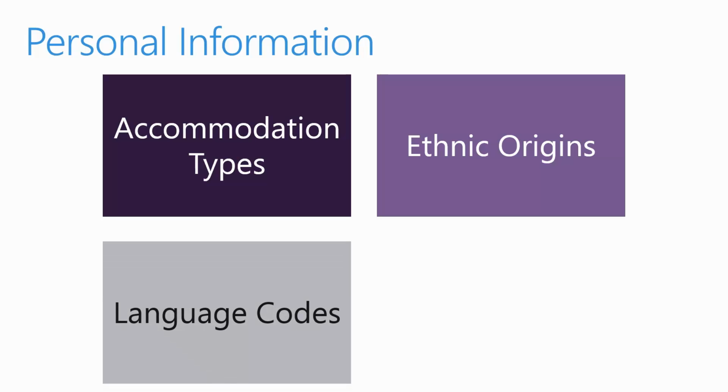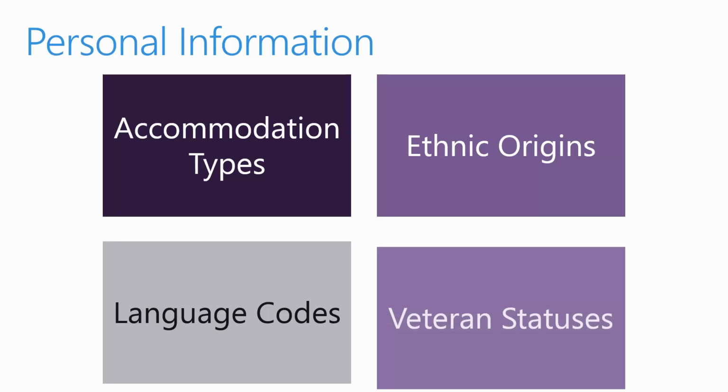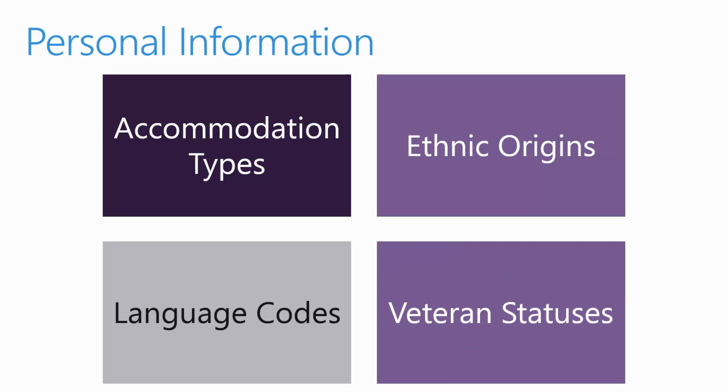Language codes. This page will list language codes for languages you may wish to use, including English and French and any other languages you might have. And then finally, we have veteran statuses. This page will list the different types of veteran statuses available, such as recently separated veterans.